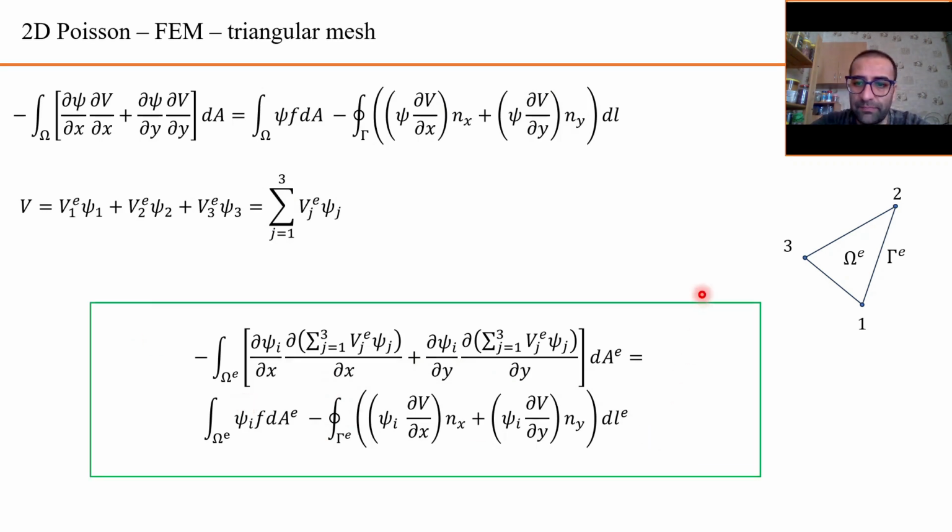Therefore, this is, let's say, the weak form of the Poisson equation, by assuming that we are using triangular elements, and we are going to use linear shape functions.